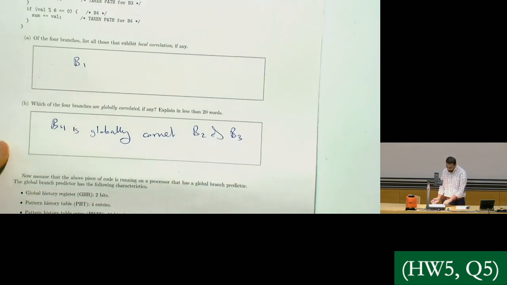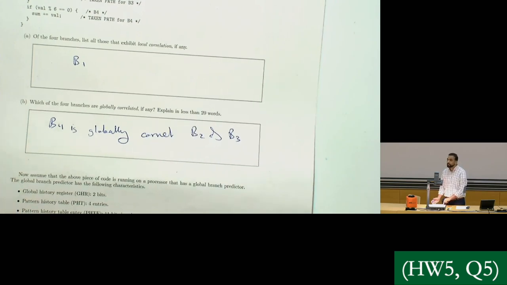I have a question. Which direction should they be correlated? Because you could also say that if we took B2, we take B4. If we took B3, we also take B4. Since B4 is at the end, how can we say that if we took B4, we also take B2 and B3?